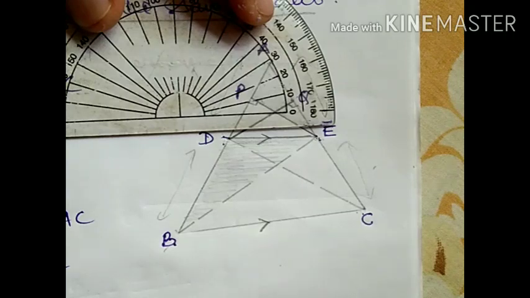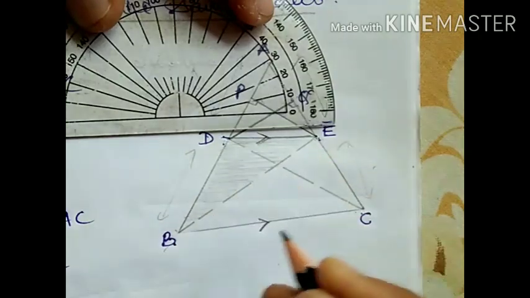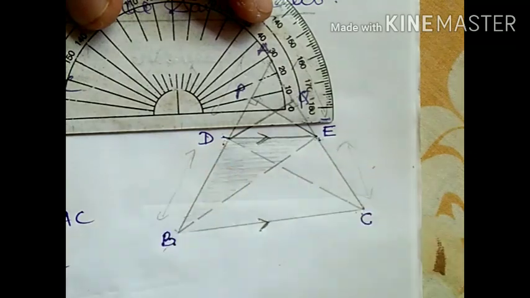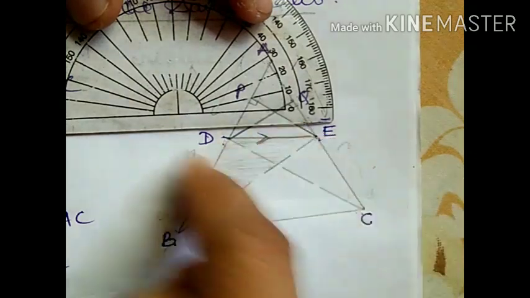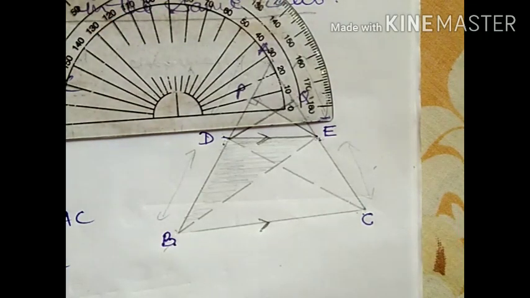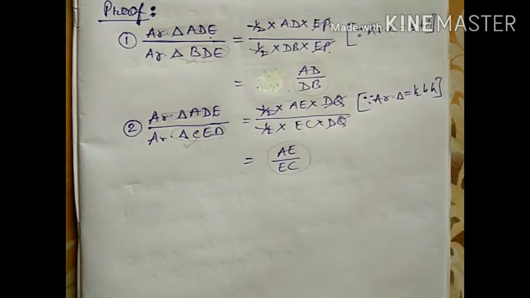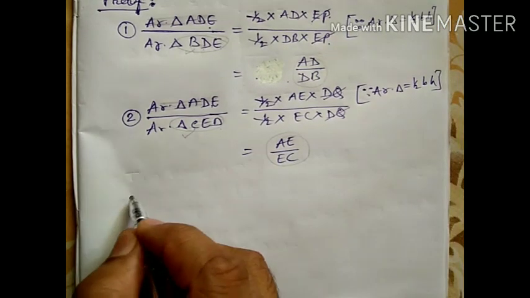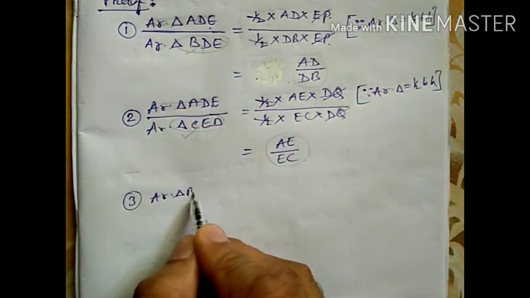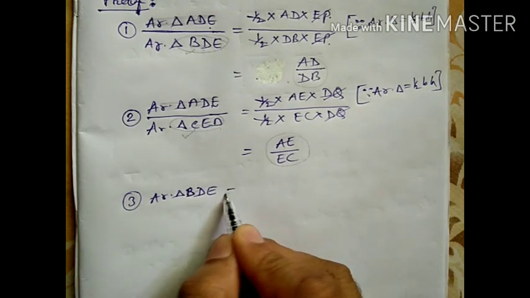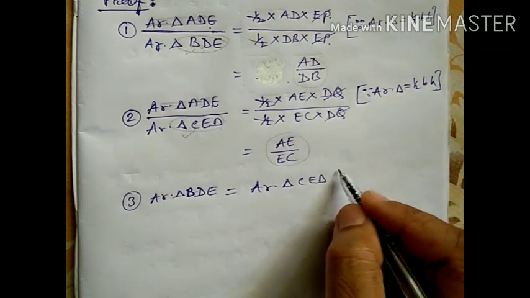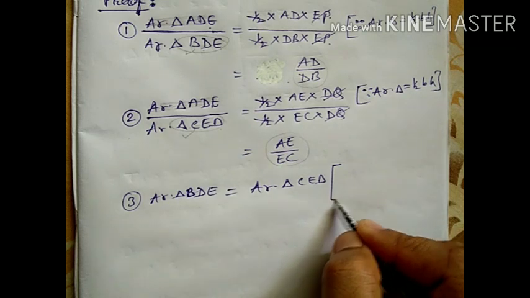And another thing, what do you find is both the triangles are between the same parallel lines, because DE and BC are parallel lines. So the two triangles are on the same base as well as between the same parallel lines. So if the two triangles happen to be so, means on the same base and between the same parallel lines, then their area will be equal. That means we can write here step number 3, area of triangle BDE is equal to area of triangle CED, because both these triangles are on the same base and between the same parallels.